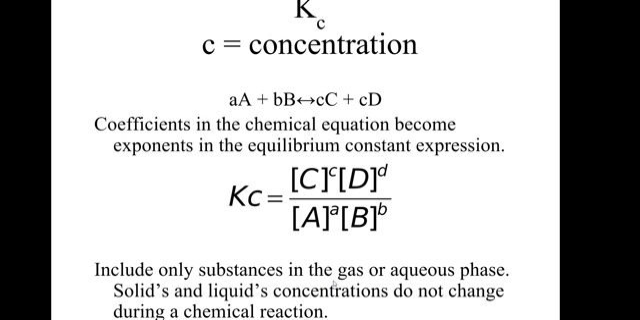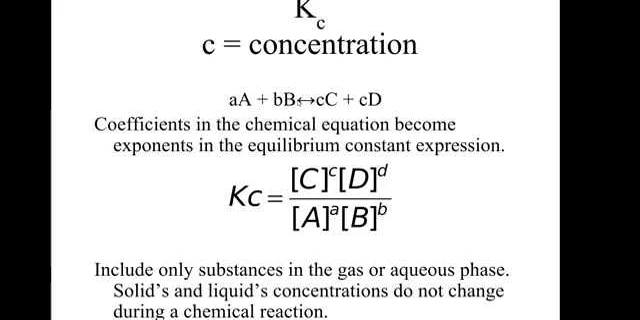Okay, so here's an example, and I think this is a pretty good one. Let's say I take a bunch of A and B, dump it in, it goes to C and D, and then over time C and D go back to A and B, and we have an equilibrium at a specific set of conditions.